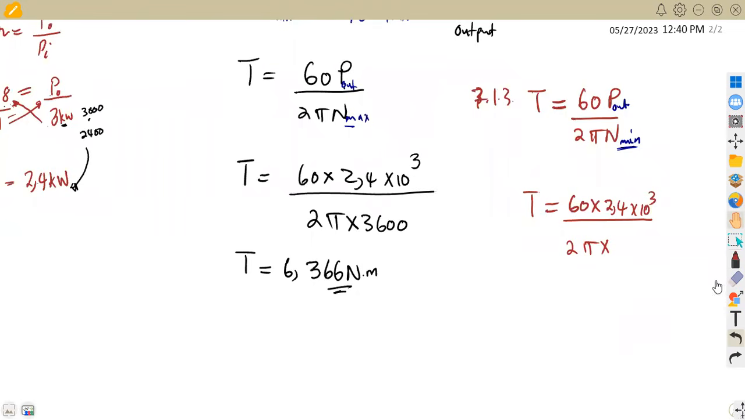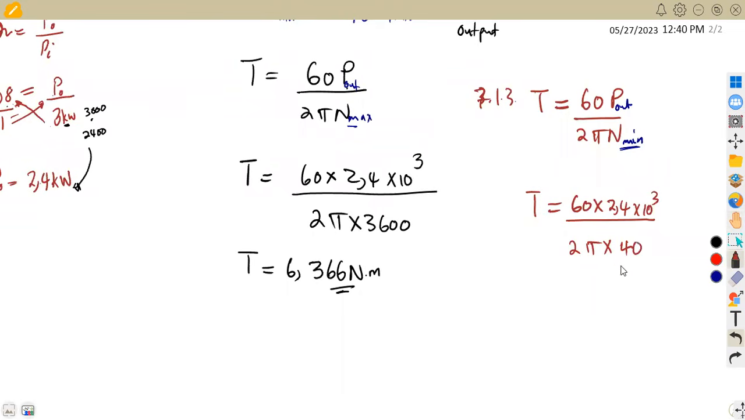So we are going to use 40 revs per minute. This gives us the torque in this case, which is going to be 572.9577, which is 958 to 3 decimal places, and that is in Newton meters, the units there.